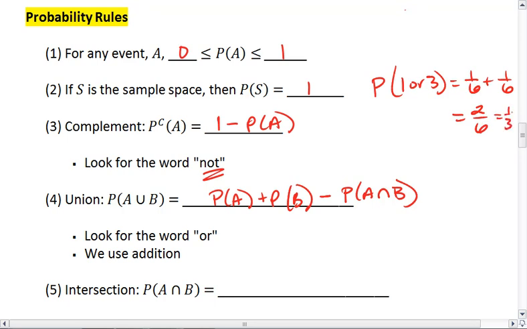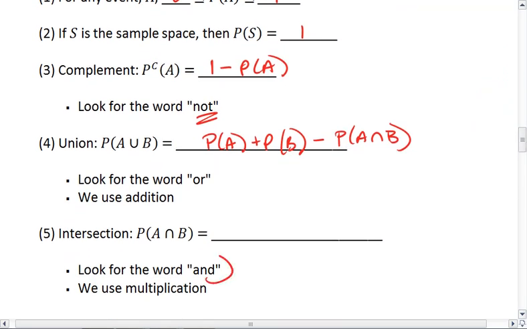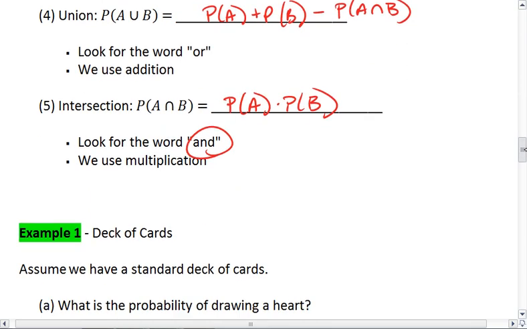We'll look at some more examples of a union later. Just write down the equation for now. For an intersection, we look for the word and we're going to use multiplication. The intersection is the probability of A times the probability of B. That does it for the basics, which means we can start looking at some examples.